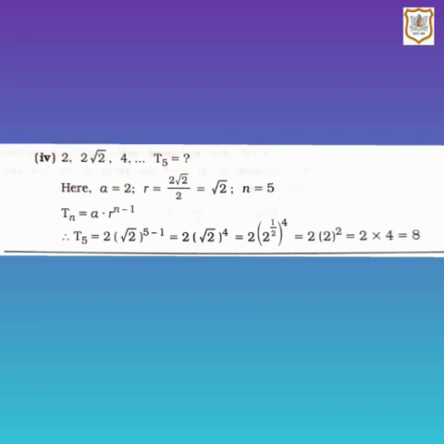Tn is equal to A multiplied by R to the power n minus 1. That will give you 2 multiplied by root 2 to the power 5 minus 1. So that is 2 multiplied by root 2 to the power 4. This can be solved as 2 multiplied by 2 to the power half, since root can be written as half, to the power 4. So that will be cancelled with 4 and that will become 2 to the power 2. 2 multiplied by 2 to the power 2, and that is 2 into 4. The answer is 8. So here we have finished sum number 9.